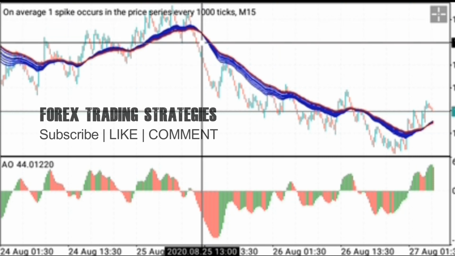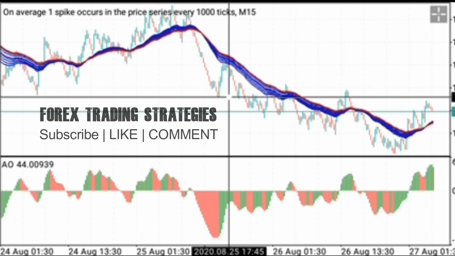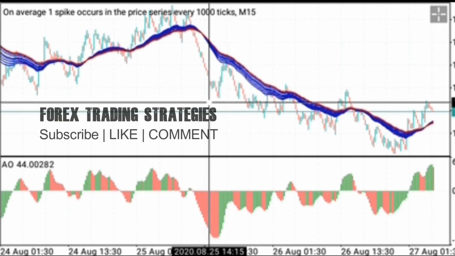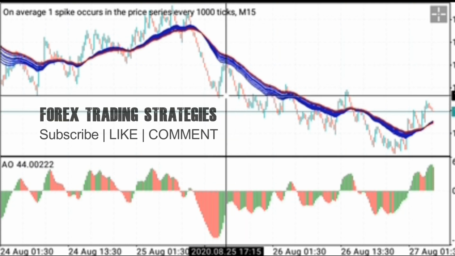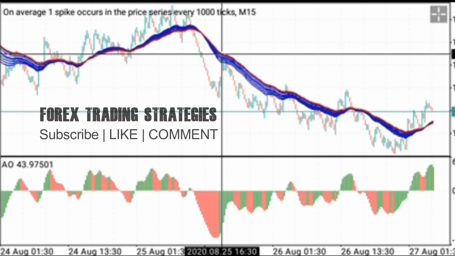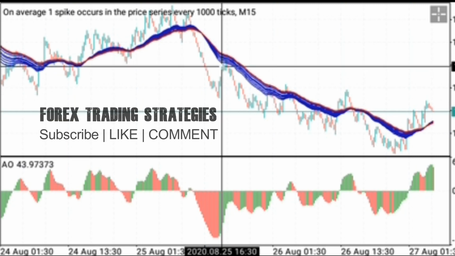Where do you get out? The purpose of the awesome oscillator is to tell us when price is changing direction. When the awesome oscillator turns green on my screen, that's a signal for you to get out. So you get out of the sell and you wait for price to come back into the rainbow.